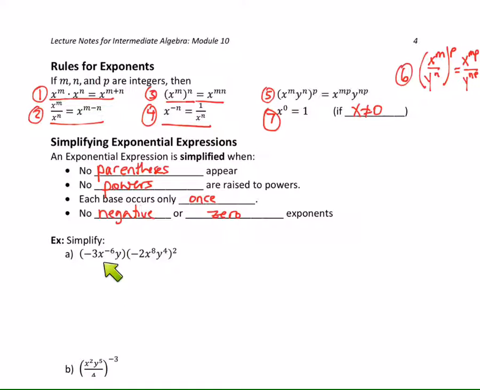So when you look at this one, we want to simplify this. What's the first rule you see that we can apply? This one right here, the 2? Which rule will I use to do something with this 2? Number 5. Number 5 means I can raise everything inside to that 2. So what this ends up looking like is a negative 3x to the minus 6y, and then a negative 2 squared, an x to the 8th squared, and a y to the 4th squared.